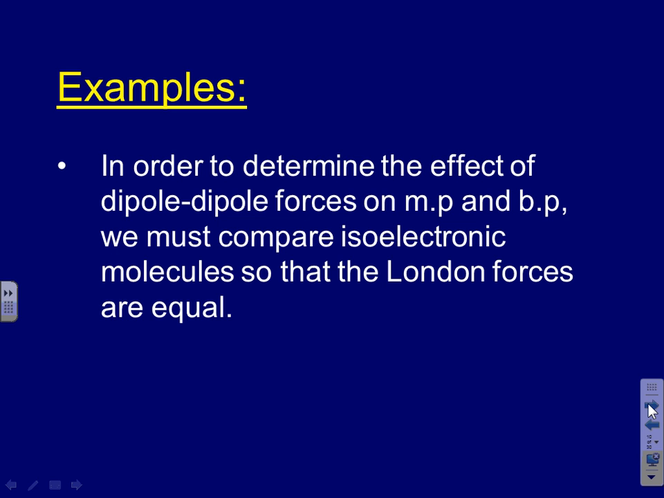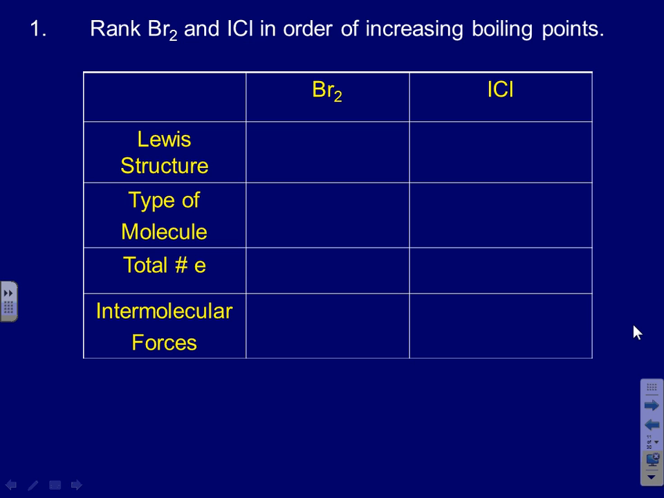In order to determine the effect of dipole forces on melting point and boiling point, we must compare isoelectronic molecules. In other words, we want to compare molecules that have the same number of electrons, because if we have varying numbers of electrons, the London forces could almost dominate the dipole forces. If you have enough electrons, you actually can have stronger London forces than dipole forces. So we need to keep the electrons the same in order to make sense out of them. No, you didn't need to copy it. I was just simply saying that in order to make a valid comparison, we need to keep the number of electrons the same.